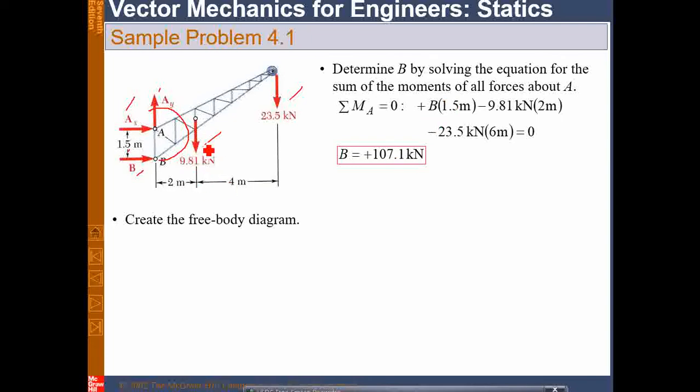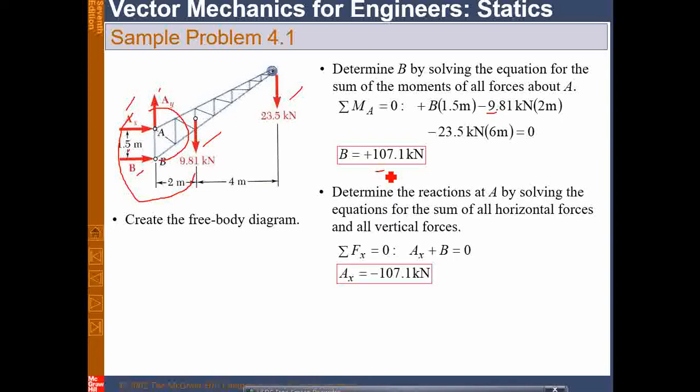9.8, the usual center of gravity. From this, the distance is 2. This is trying to rotate the body clockwise around A. So negative. Usually clockwise we have assumed to be negative and anti-clockwise positive. This also is trying to produce a clockwise moment. This is negative. So B comes out to be this much. Very simple. We have taken summation of all the moments.